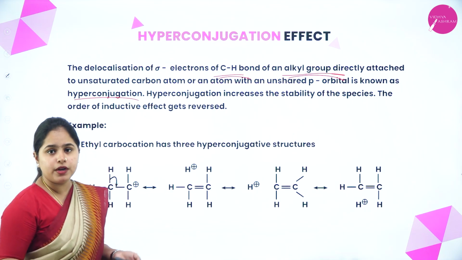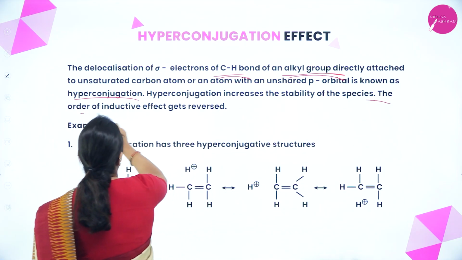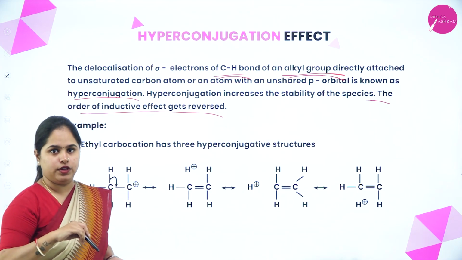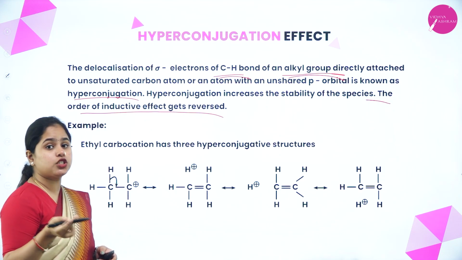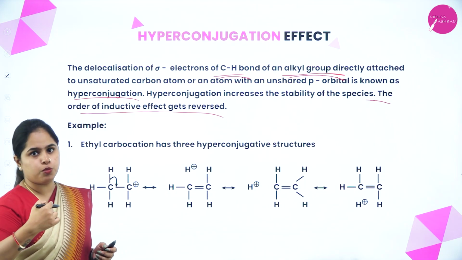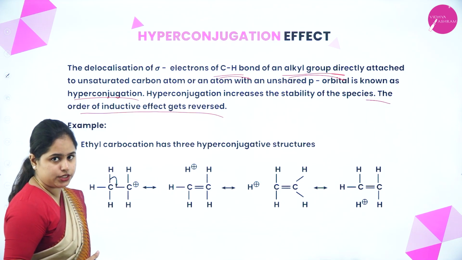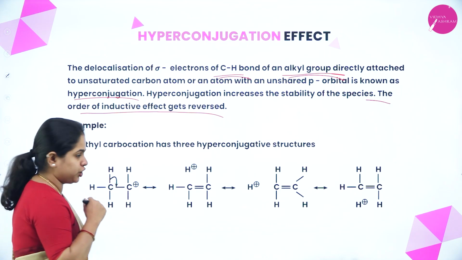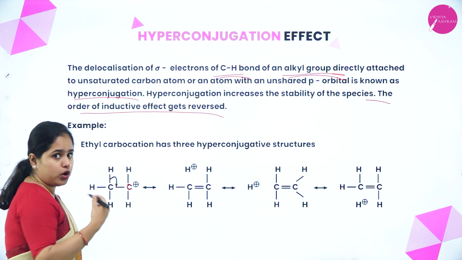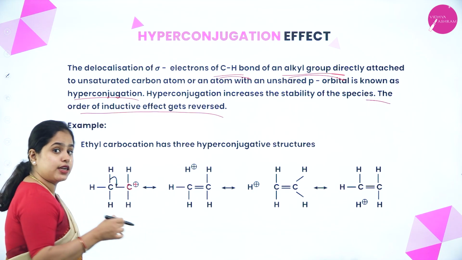Okay. So in hyperconjugation effect, what happens is the order of inductive effect will get reversed. So as you can see here, the delocalization of sigma electrons from CH bond takes place. So in the first structure, as you can see, it is an ethyl carbocation, right? So what happens is now this carbon is electron deficient, right? This carbon is a carbocation, so it is having a positive charge. Now this carbon is electron deficient.